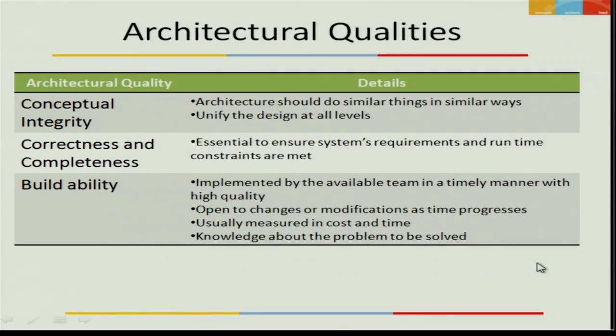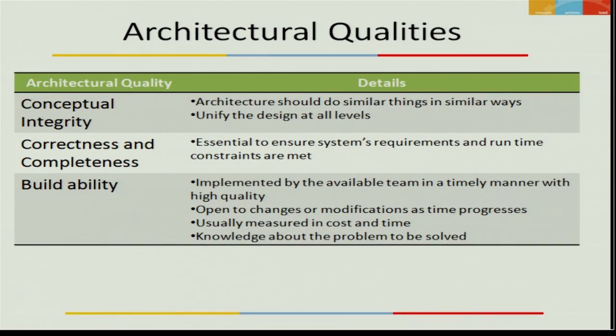There are three architectural qualities. One is called conceptual integrity, which means that the architecture should do similar things in similar ways. If there are similar things, you can't just propose different ways to do the same thing, unless there is a very specific reason. Typically you should do similar things in similar ways. That's what is expected. Then unified designs at all levels is also a very important architectural quality.